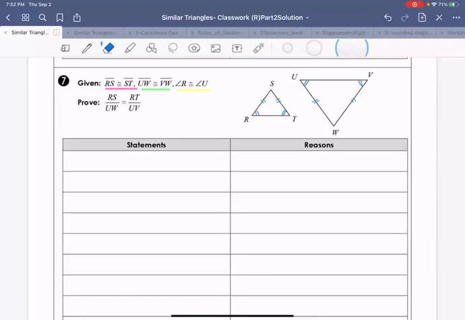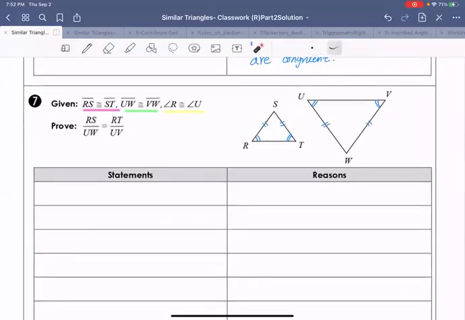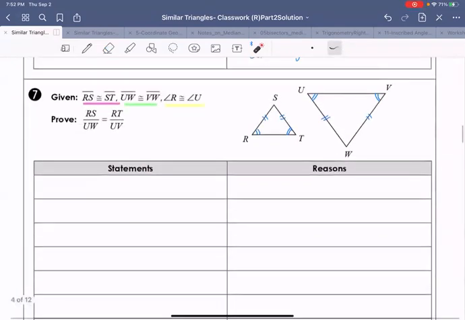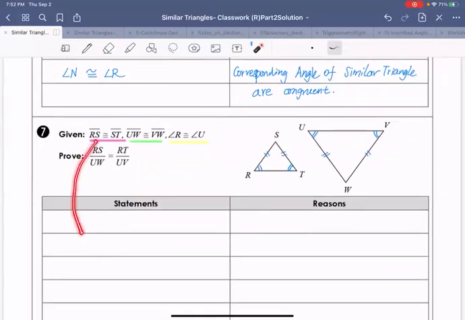RS equals ST, UW equals VW, and angle R equals angle U. All right, so this looks like so many lines, but we don't panic. We can keep copying down and push forward. Let's go.